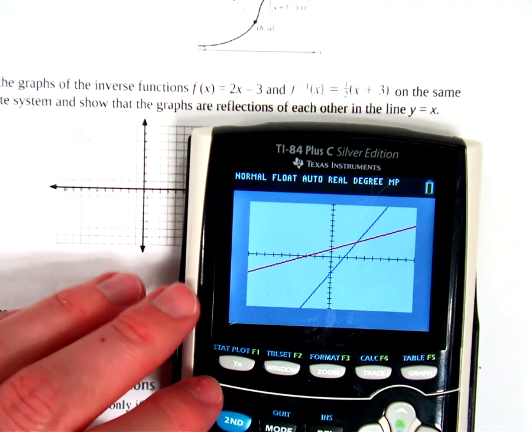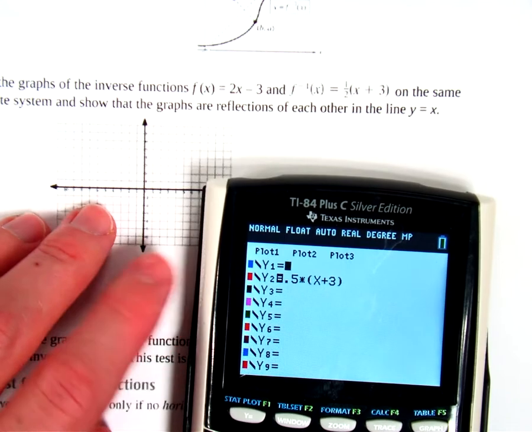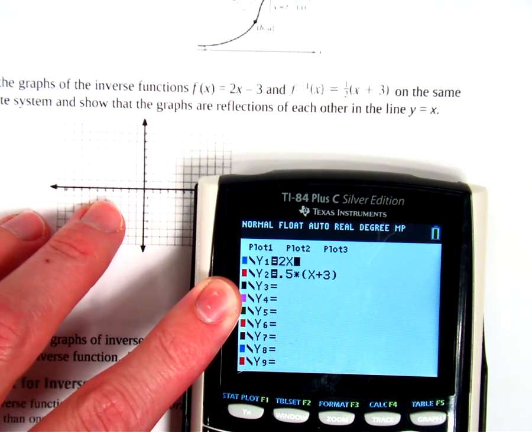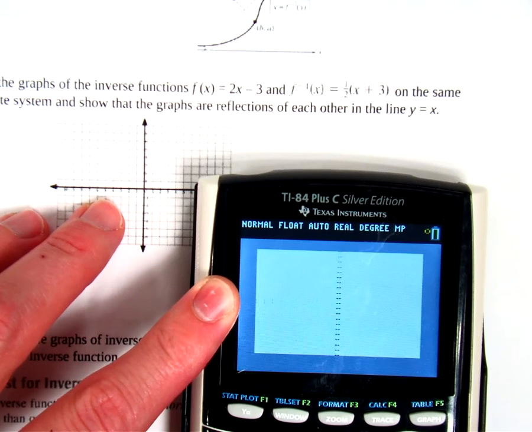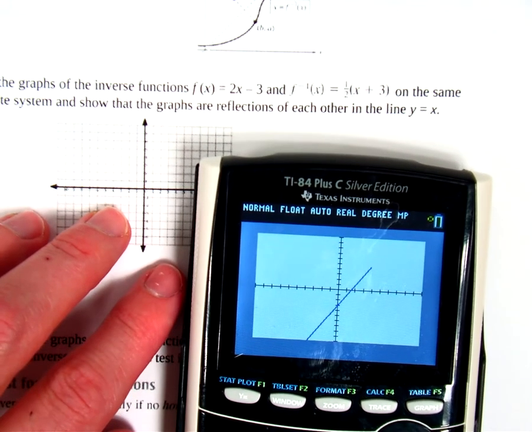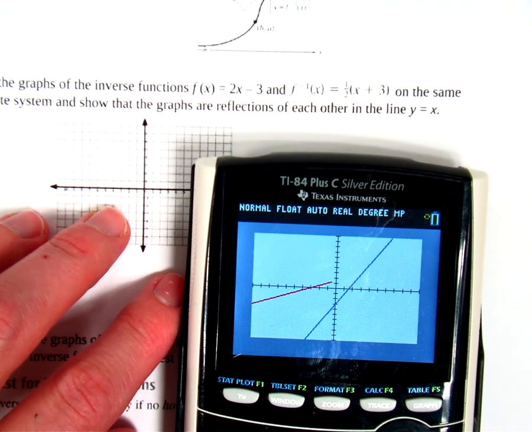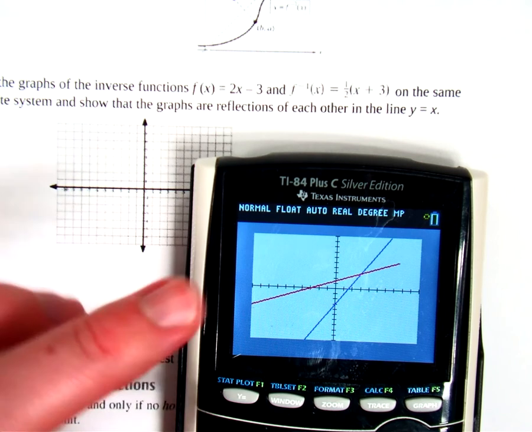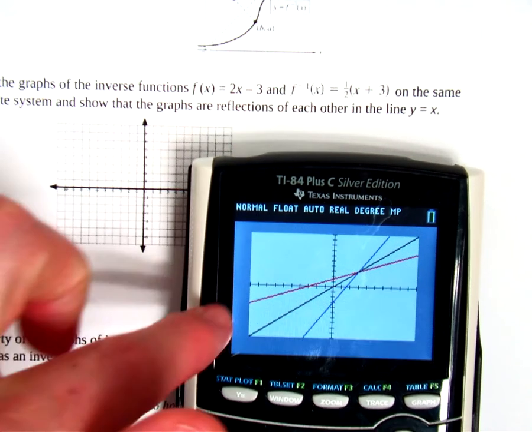And let's even throw in the y equals x line. We'll even throw in the y equals x line that we're reflecting over. We can kind of see that. And then I think we have a zoom square maybe that we can look at too. It'll be easier to see the actual reflecting, because otherwise this looks a little skewed. Alright, you can kind of see where they would be reflected over the black line there in the middle.